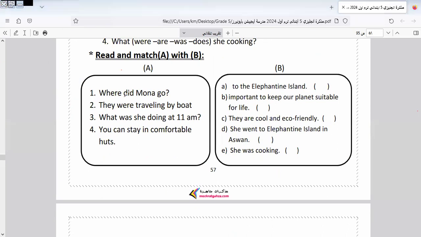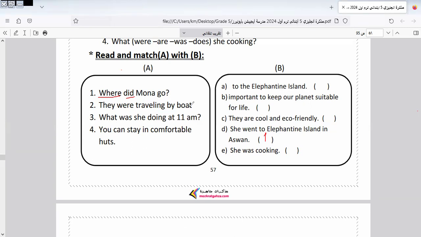Where did Mona go? Here, when we ask about where, we use where to ask about what? About place. Here we have did also. So the answer will be in what? In the past. So where did Mona go? She went to the Elephantine Island in Aswan. So I select this one. This is the place that Mona went to. So she went to the Elephantine Island in Aswan.